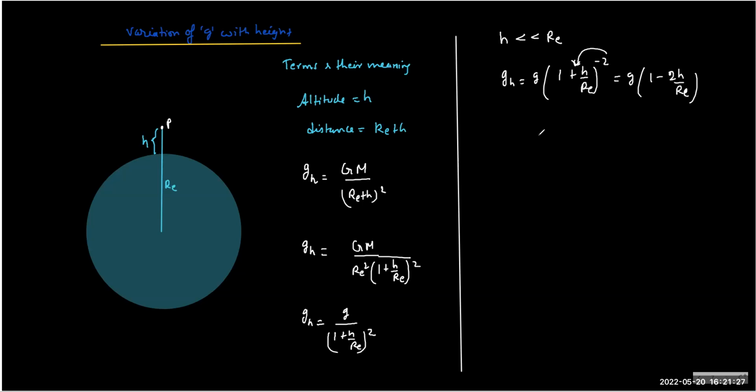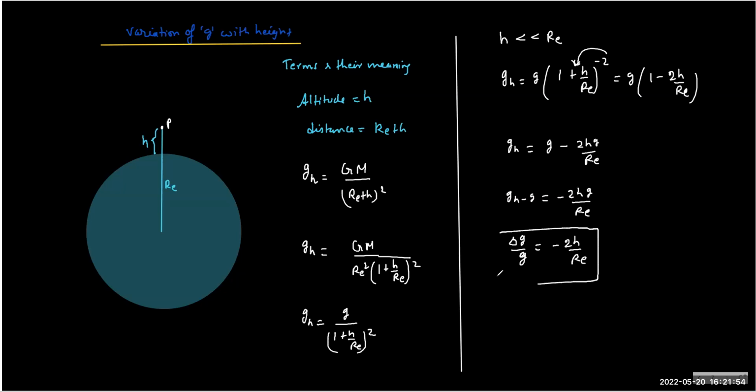So in fact, you can see the g has decreased a bit, and if I try to find the decrement, the fractional change, so the gh minus g is how much? Minus 2h g by Re. So the delta g by g is minus 2h by r. So you can imagine that the fractional change is very small, and in fact, you can find the percentage change in g because of this small climb.